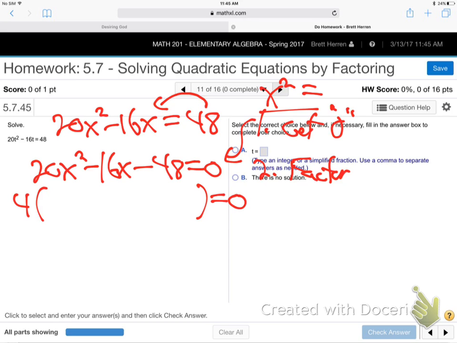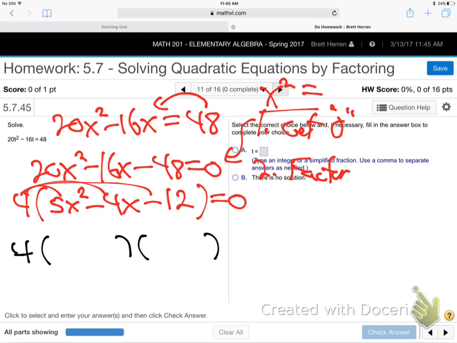So what goes on the inside? 4 times 5x squared, 4 times 4x, and 4 times 12, huh? Good to there? So do that first. Now go on to the 2 parentheses.